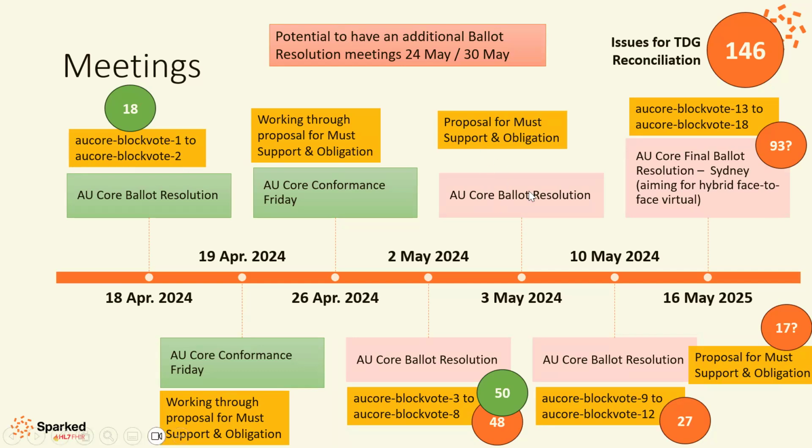So this Friday, so tomorrow, was nominally said, let's talk about ballot resolution, but it is still going to be targeted towards must support and obligation. So it's still a conformance Friday, but it is on must support and obligation. Thanks for the fix in the chat. Yeah, I really do need to fix that. I hadn't noticed that I decided it was the 16th of May, 2025. Oops, that's 2024.